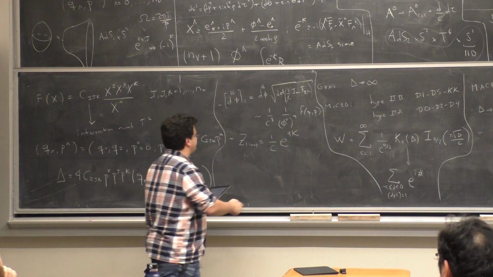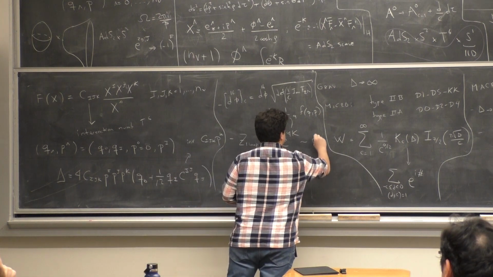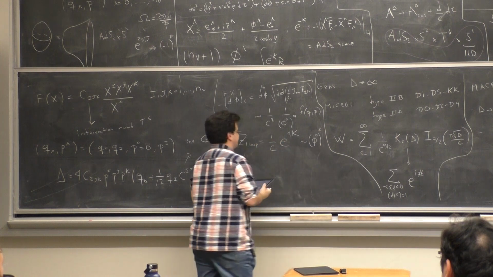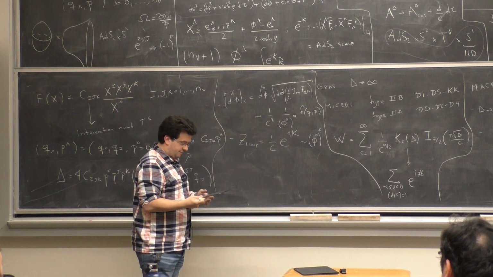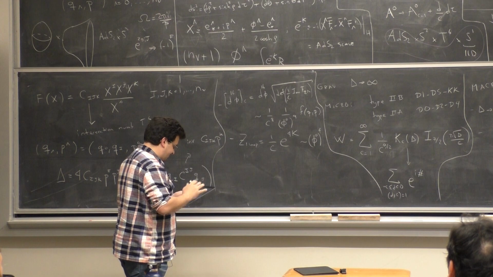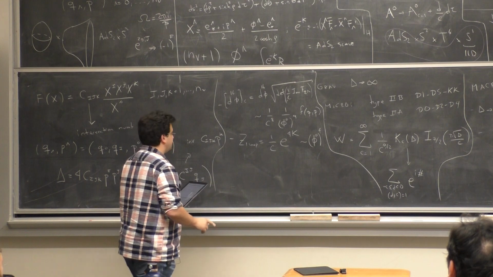But this is also a power of phi naught, roughly, to the 4. So this is a simple function of phi. Then the last thing to write down is what is the action.